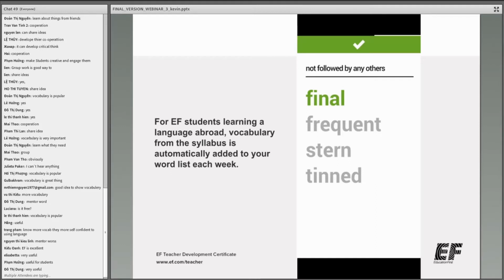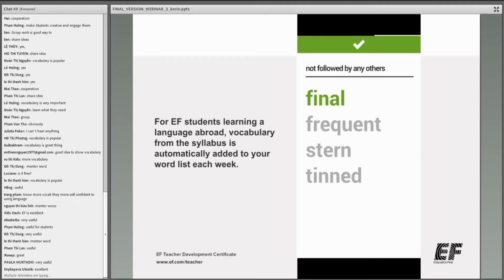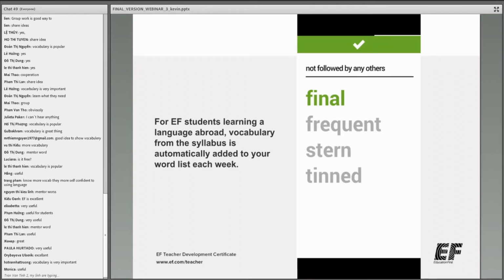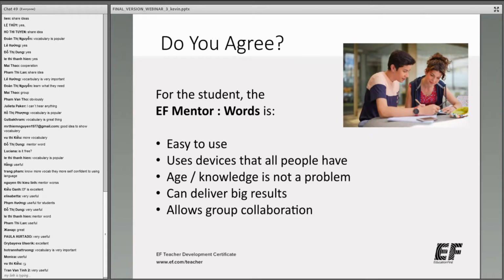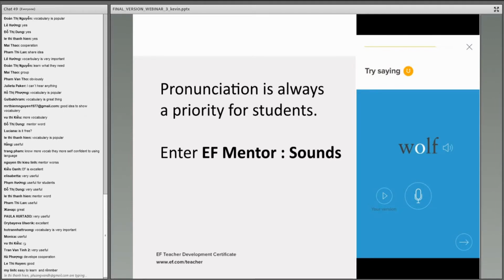Also, new vocabulary is added every week, so it's constantly being updated with new vocabulary based on what the students need. So this is called EF Mentor Words. It's an app that EF have created for their own students to improve their vocabulary. Another EF app that I want to mention is called EF Mentor Sounds.